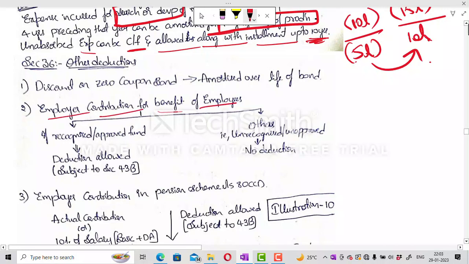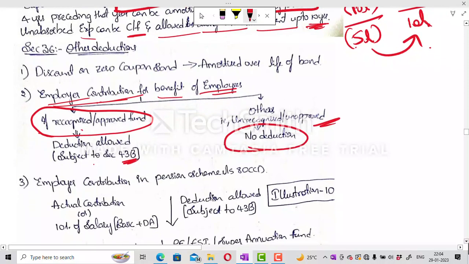Employer contribution for benefit of employees. If the employer has contributed anything to a recognized or approved fund like recognized provident fund, gratuity fund, all that, deduction is available subject to 43B. What does 43B say? Deduction is available only if actual payment is made, okay, not on accrual basis. Actual payment should be made, then only deduction is available. It is available only if payment is made to a recognized or approved provident fund. For unrecognized and unapproved funds that they have invested in, no deduction for that expense.